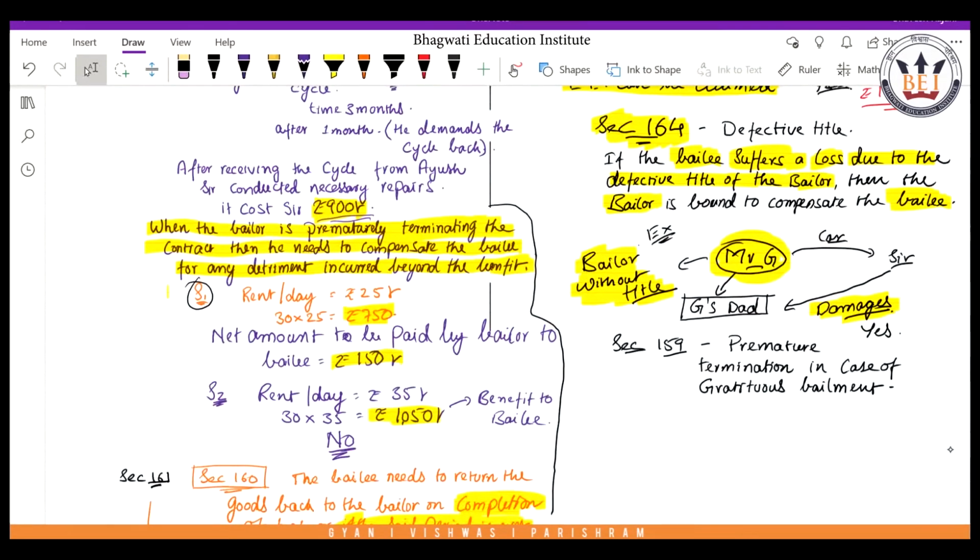ये साइकिल ली थी, right? Cost of repairs for sir was how much? 900. When the bailor is prematurely terminating the contract, then he needs to compensate the bailee for any detriment incurred beyond the benefit so derived, right? तो rental expenses that I could have borne, जो मुझे free में मिला, right? That was 750. So net amount to be paid by the bailor to the bailee was 150. If my benefit is more, obviously it was gratuitous bailment, so I needn't pay.